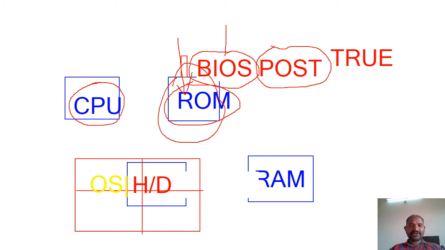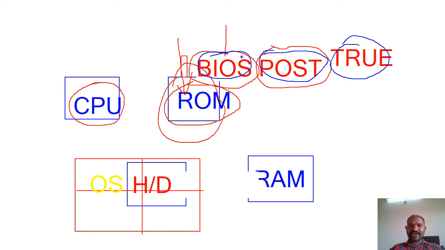Now, how will the microprocessor come to know where exactly our operating system exists? I said the BIOS is there now. It is going to execute the POST first. If everything goes fine, then it returns the value true. True means binary one. Everything is fine.